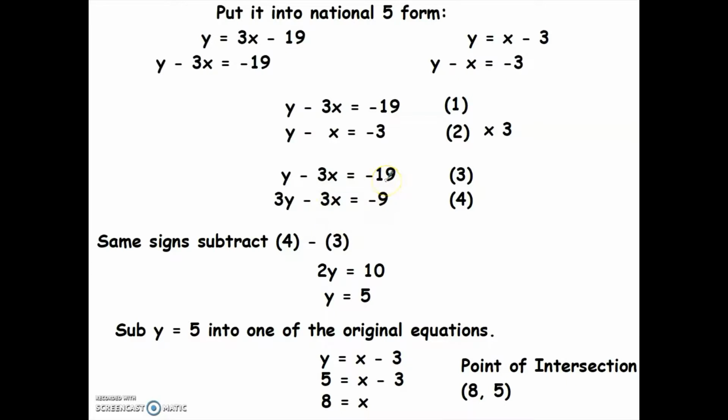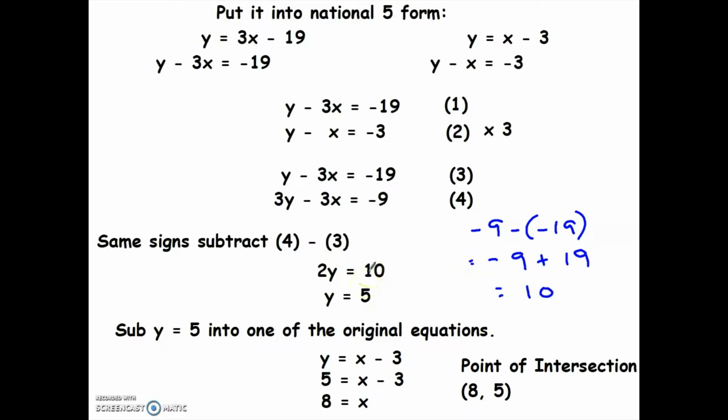Now unfortunately that's quite challenging if you're maybe struggling with your negatives, but just watch out, I'll write at the side. Negative 9 subtract negative 19, and that's going to be negative 9 plus 19, and that's going to give you an answer of 10 there, and that's why I'm getting 2y equals 10.